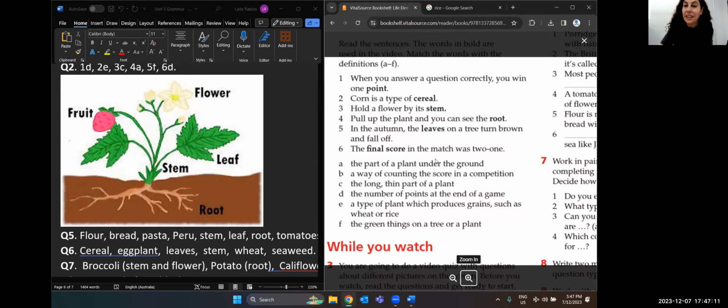The final score in the match was 2-1. What's a final score? The number of points at the end of a game. We know if we watch a soccer game or a basketball game, the final score means the number of points at the end of the game.